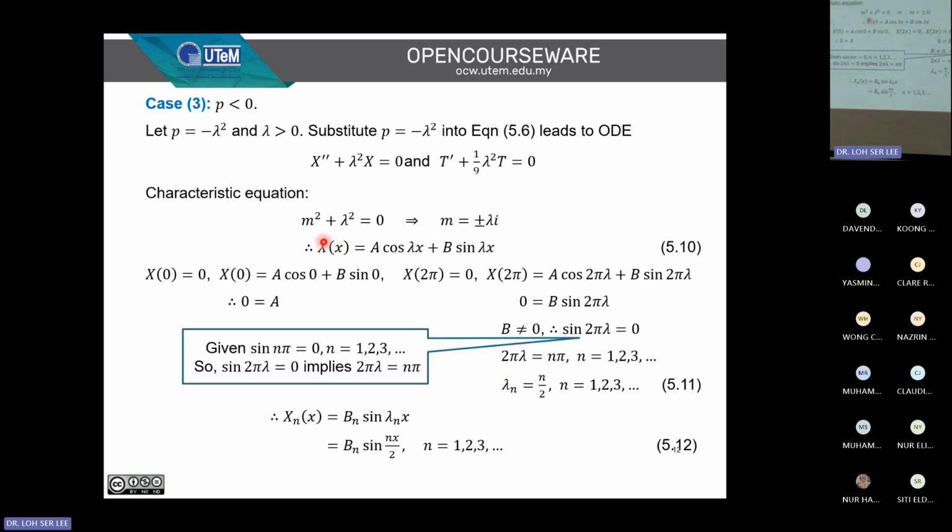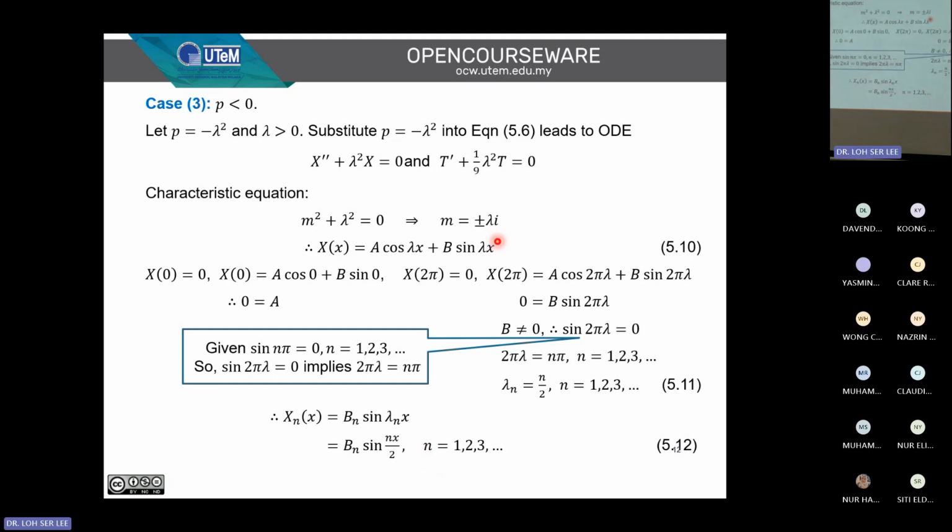Now we substitute the lambda n back into this one. This is our solution now. We are solving for x. So a is already 0, no more. So x is v sine lambda x, but our lambda is lambda n. So when lambda is lambda n, v is vn, x is xn. So we get this. Then you substitute lambda n by n over 2. Then you get this for your x, but now we have xn instead of x. Okay, so far?